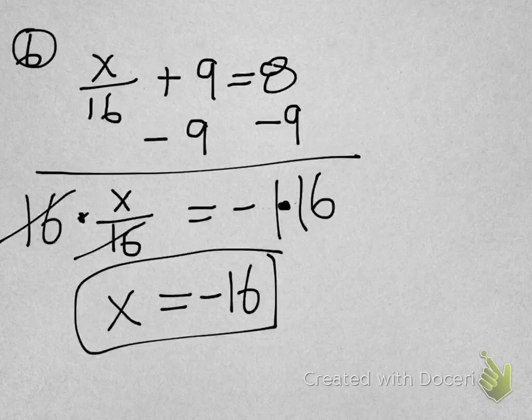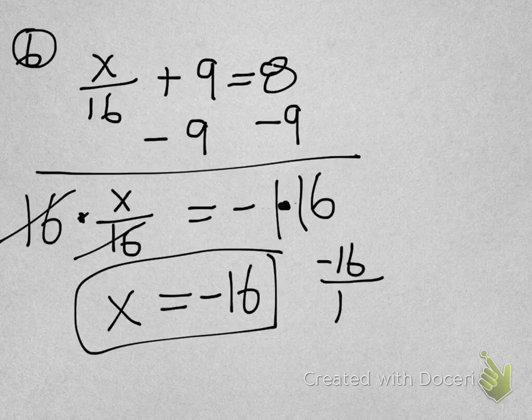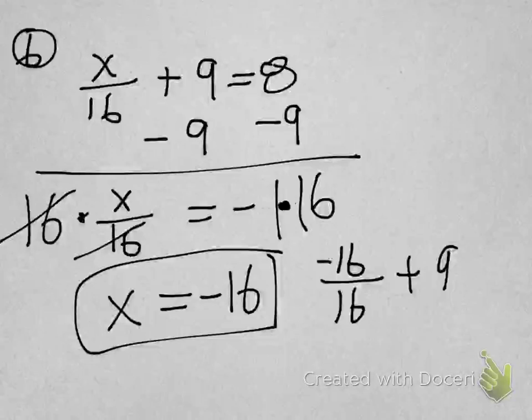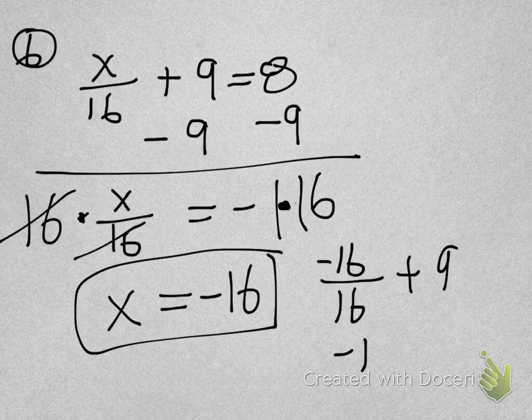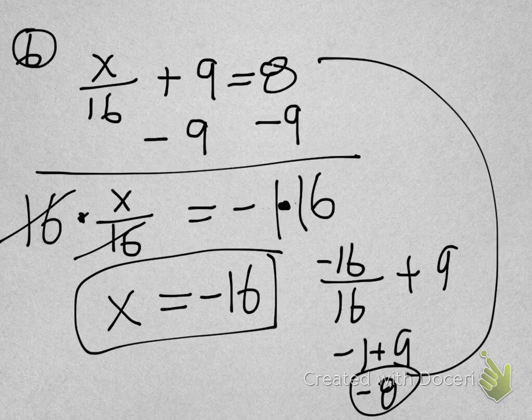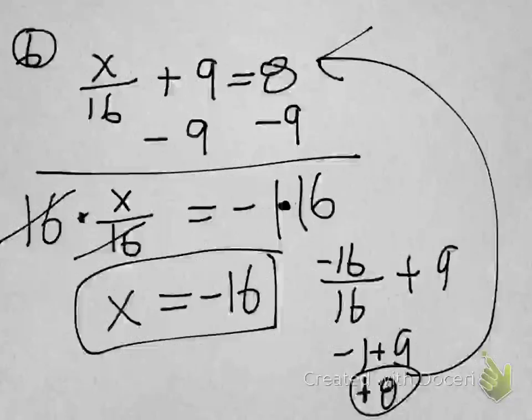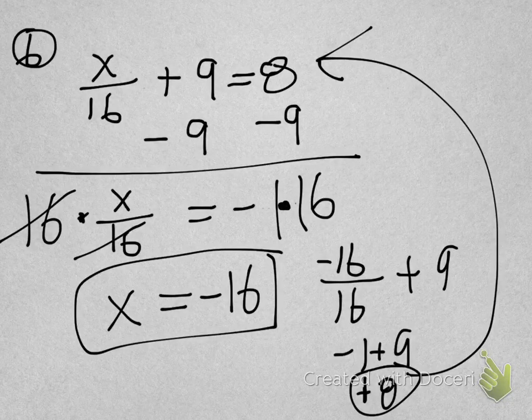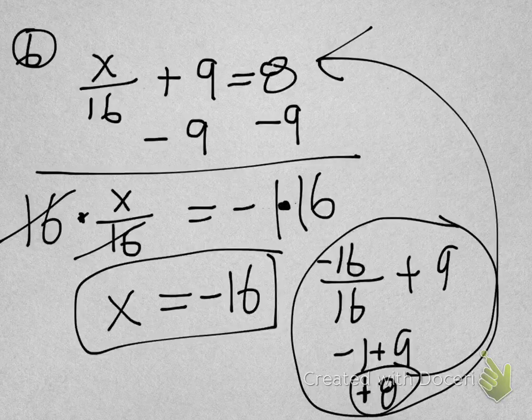Checking our answer, we do negative 16 divided by 16 plus 9. Negative 16 divided by 16 is negative 1 plus 9. That equals negative 8, which is what we started with. So that, I'm sorry, not negative 8. Apologize. That equals 8, so we did get it correct. You do not have to check your work, but I always say, why not check your work if you know you're guaranteed to get this correct?